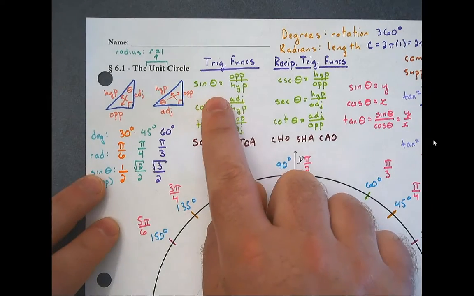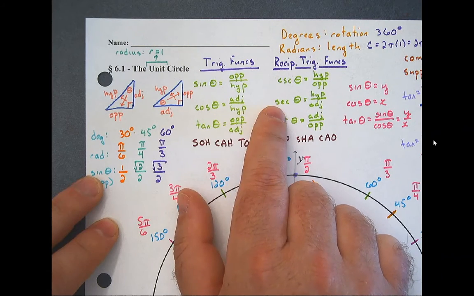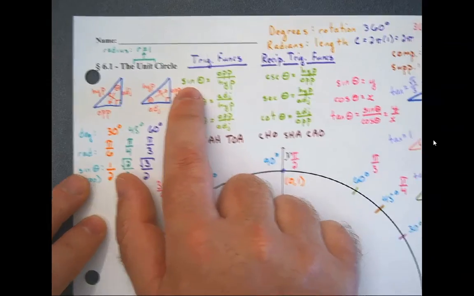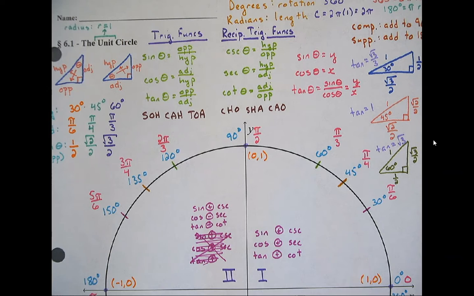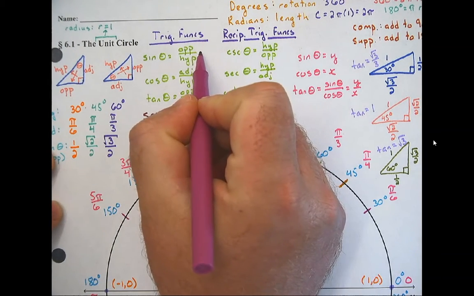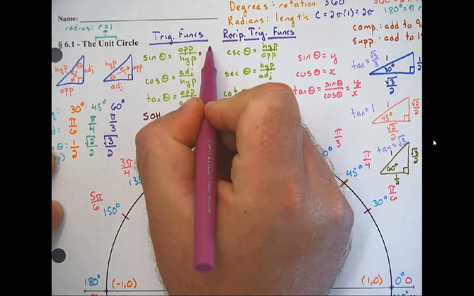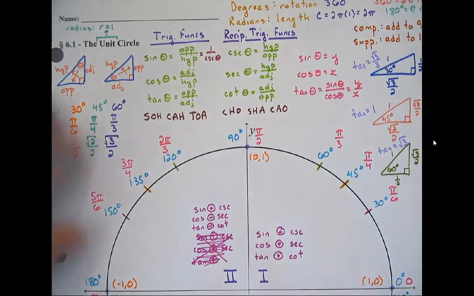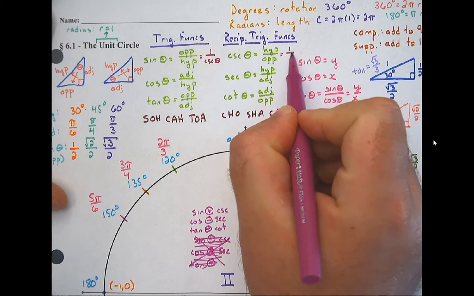Sine and cosecant are reciprocals of each other. Cosine and secant are reciprocals of each other. Now we call these the reciprocal trig functions, but if cosecant is the reciprocal of sine, then logically sine must be the reciprocal of cosecant. So I'm going to add this onto the end of each one of these. Sine is the reciprocal of cosecant. That means that 1 over cosecant is the same as sine. And therefore, cosecant is the same as 1 over sine.